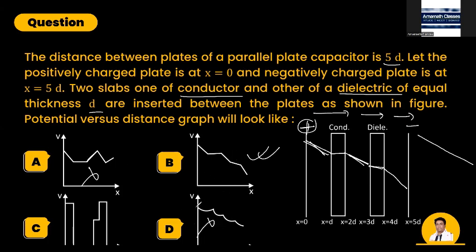This is totally wrong because its slope is not constant anywhere. And this is also totally wrong, because potential cannot be constant at different places. Only one place is there, which is the conductor, where potential will remain constant, with potential difference 0 and field 0. So that is why B option is correct.